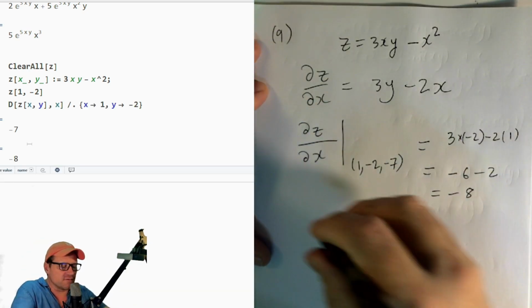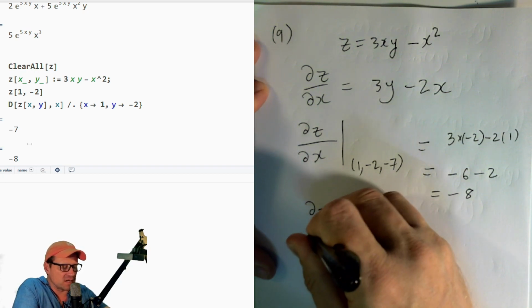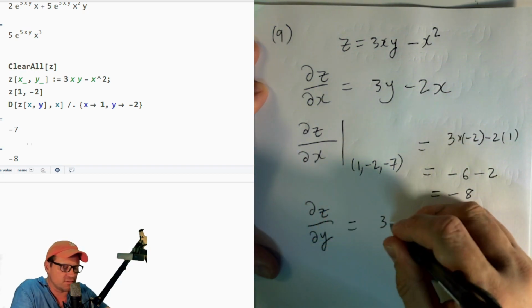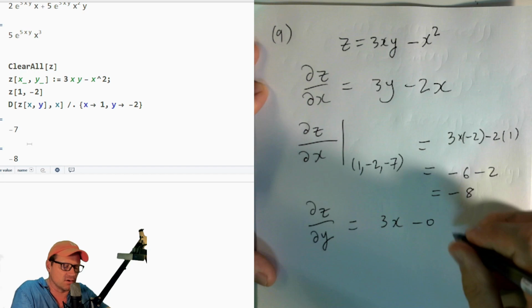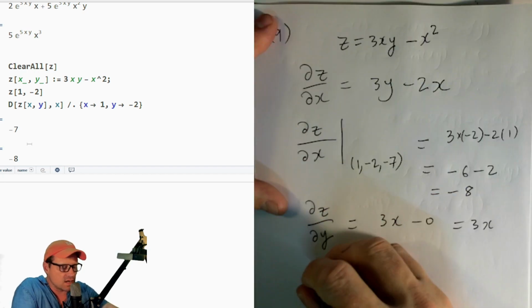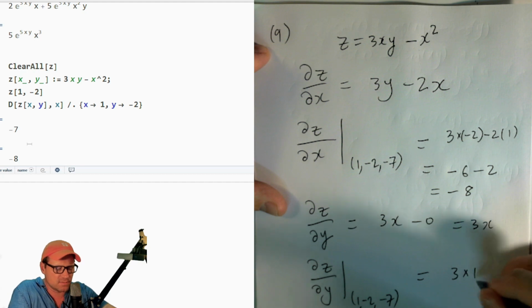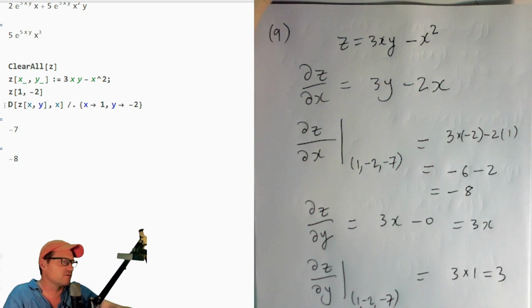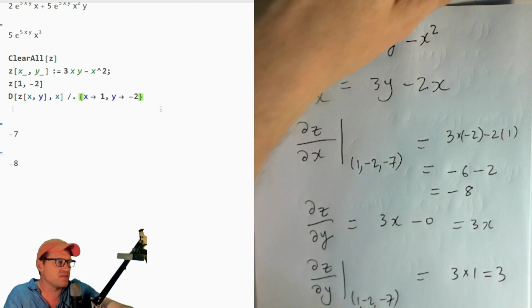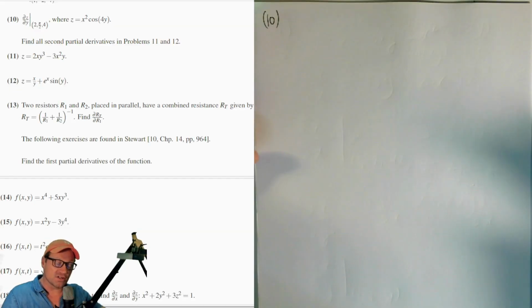Okay, so now differentiating z with respect to y, we have 3x minus 0, and so we just get 3x. So now substituting in our point, we just have 3 times 1, which is 3. Okay, confirming this with Mathematica. Again, we have question 10.